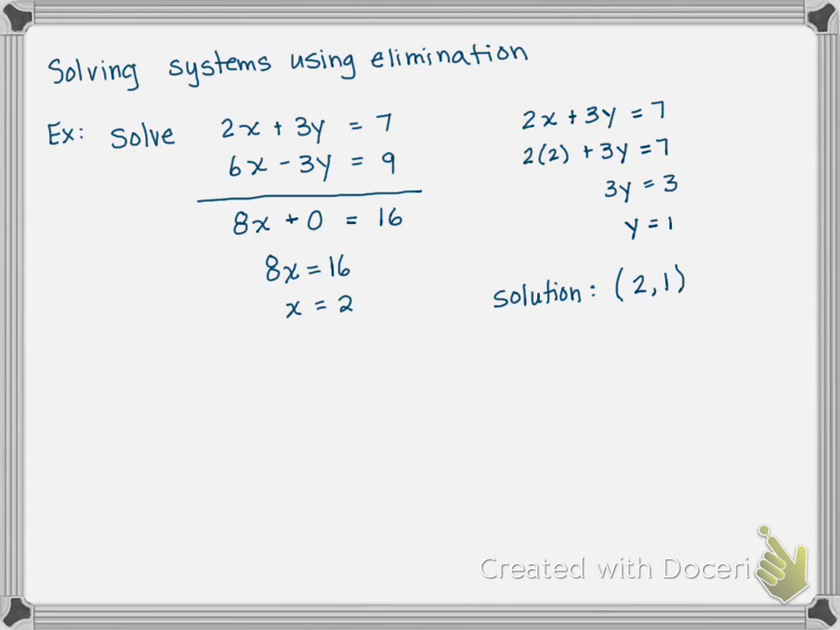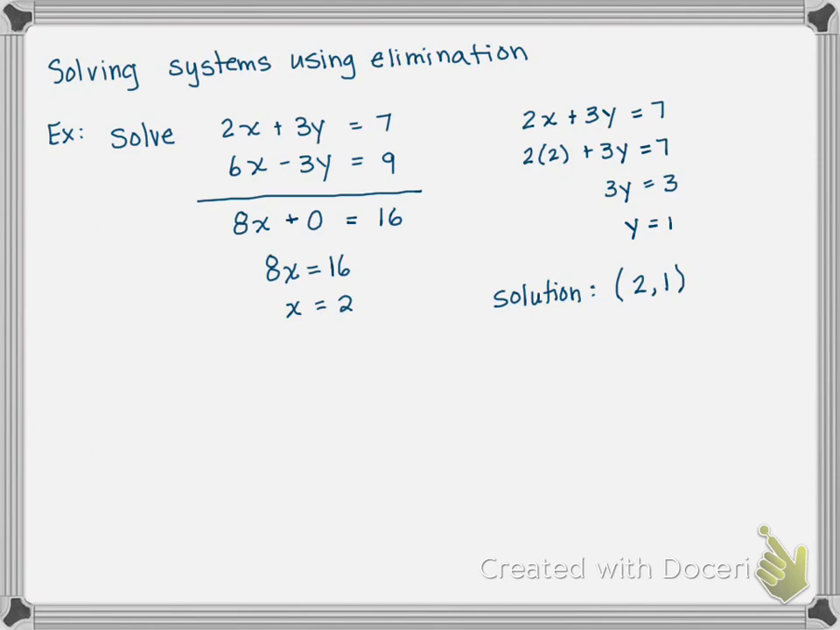Well, it's not always that nice. We got lucky here because adding 3y and negative 3y gave us 0. That's not always the case, right? You're not always going to get a 0 when you add initially. And if you don't get a 0 for one of your variables, then this process doesn't do anything for you, because the whole idea is that one of our variables gets eliminated. So sometimes we have to manipulate the equations so that we'll get that 0.